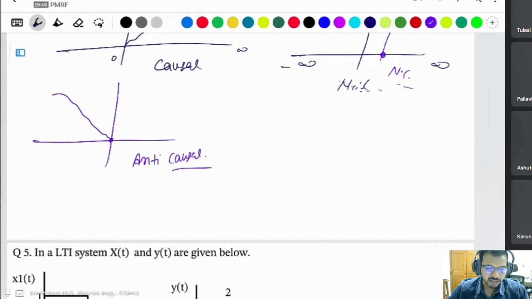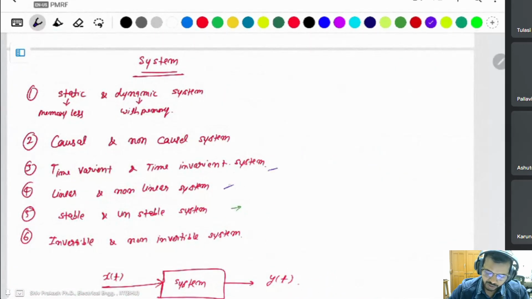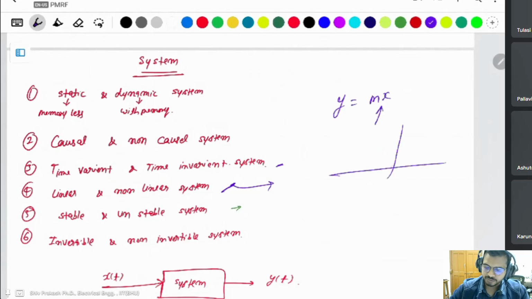Next is linear and non-linear systems. I think all of you know about the linear system, which follows homogeneity and superposition, like y is equal to mx. This is the linear system. If this is a square, it will be a non-linear system. It will not follow the additivity or homogeneity property.